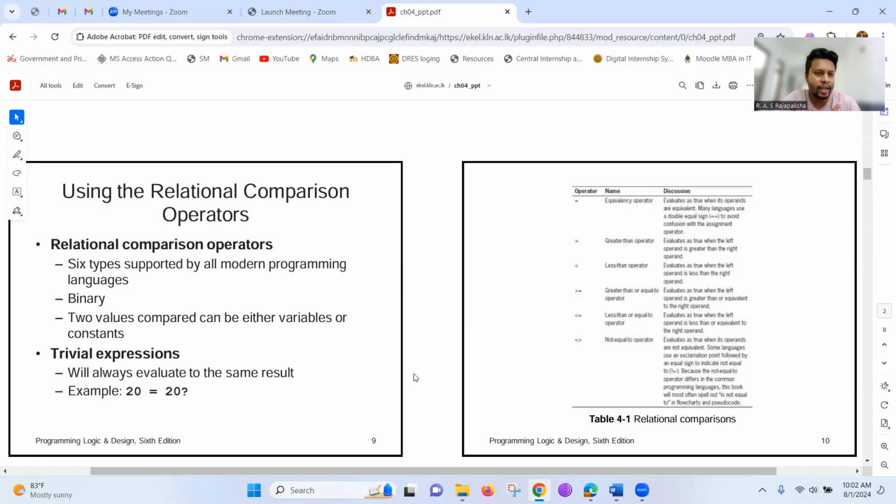A few points here. The relational comparison operations, six types supported by all modern programming languages. Very basically, here we are talking about the relational and comparison operators. Only six, right? Only six.